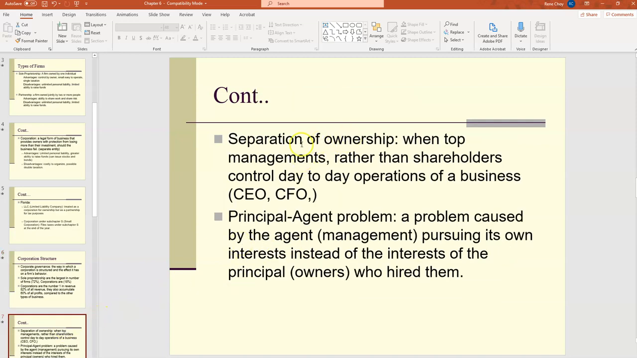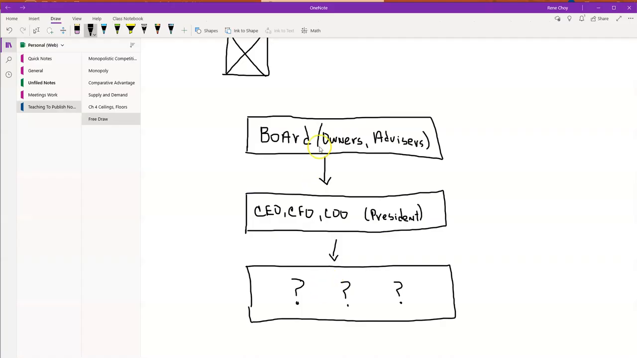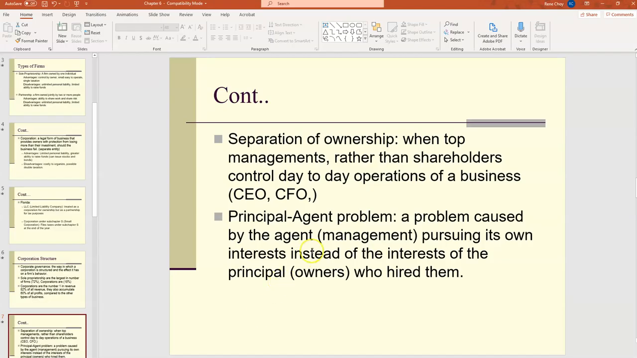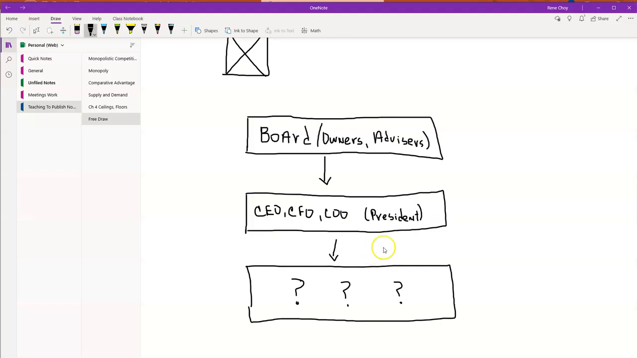Now, one of the problems that you eventually tend to have in corporations is this problem of separation of ownership. In other words, the board becomes different people than the CEO and the president. This eventually creates what we call the principal agent problem. The principal agent problem is a problem caused by the agent, aka management, pursuing its own interests instead of the interests of the principals, aka the owners.